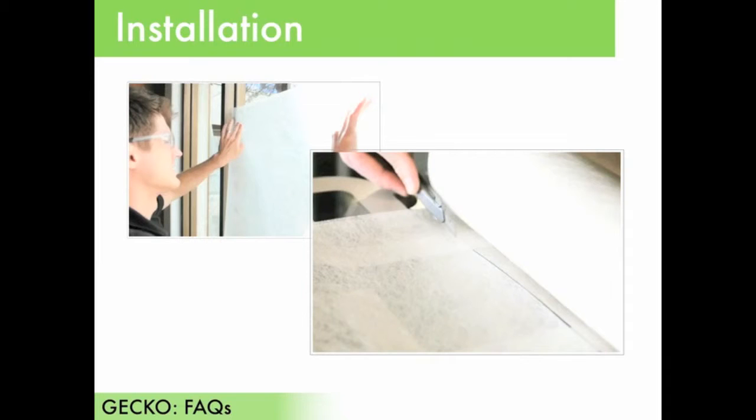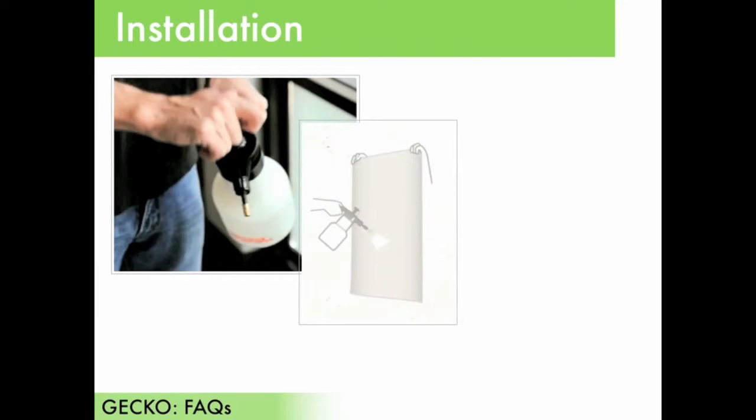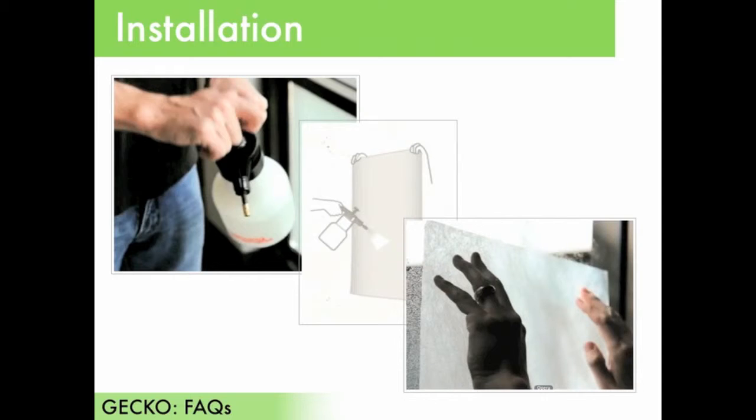Also, you'll see in the following video, it is suggested that you use a mixture of soap and water. However, the soap is not necessarily required. The water alone will sufficiently work in installing Gecko. But spraying Gecko with a small amount of soap in water can help, as it will be easier to slide the Gecko around on the glass to get it in the right place. Now, the following video will demonstrate specifically how Gecko is installed.